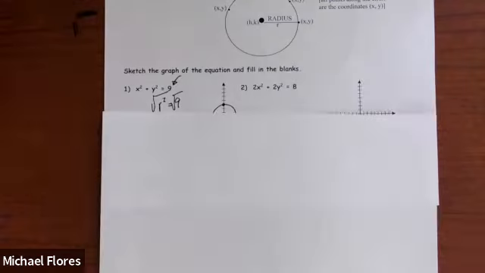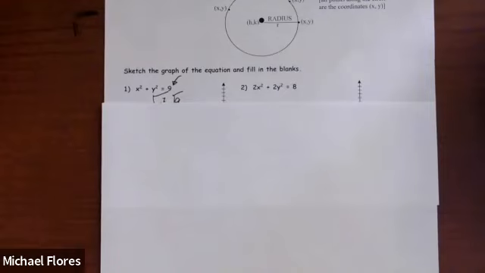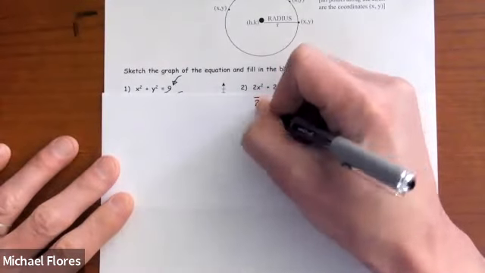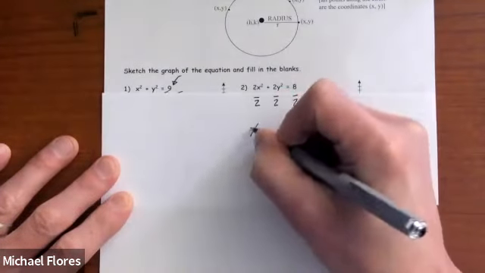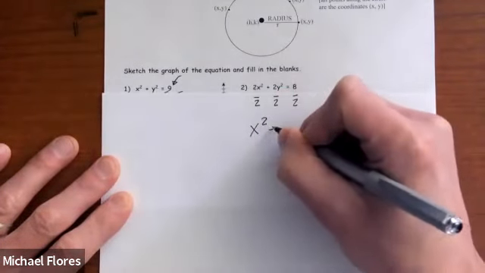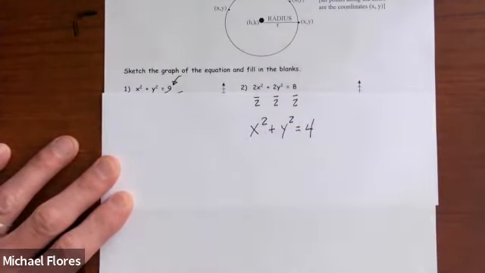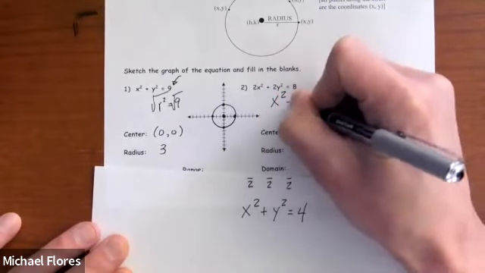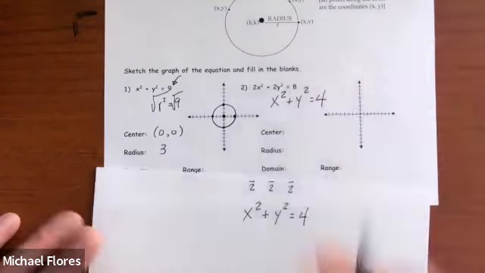Excellent. All righty, so for example 2, we don't want to have a value in front of x squared or y squared. So what we're going to do is divide everything in this problem by 2. Divide that by 2, divide that by 2, divide that by 2, and we would get x squared plus y squared equals 4. So that's what we're going to graph.